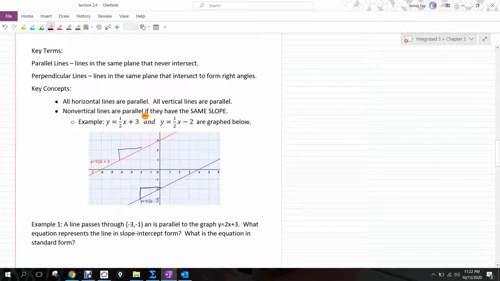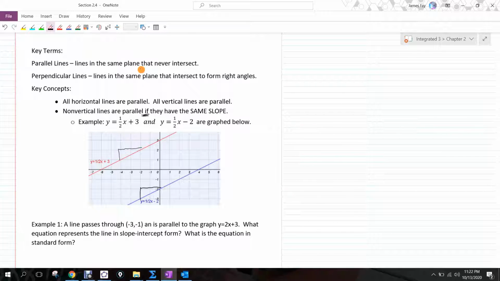I want to use the phrase "if and only if" because it allows me to say they're parallel if they have the same slope, but it also allows me to say if they have the same slope, they're parallel. It's actually a statement that we can use in both directions.